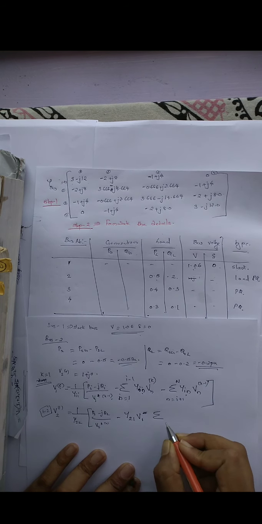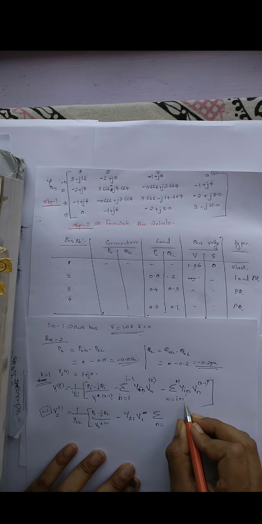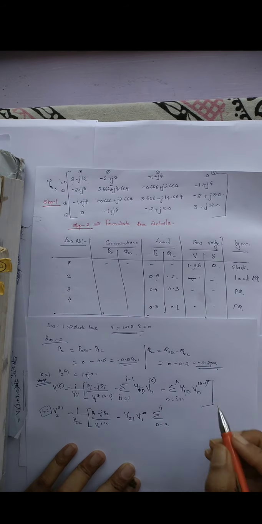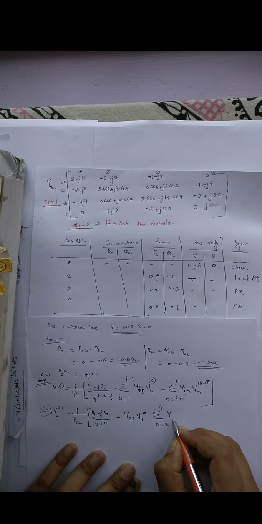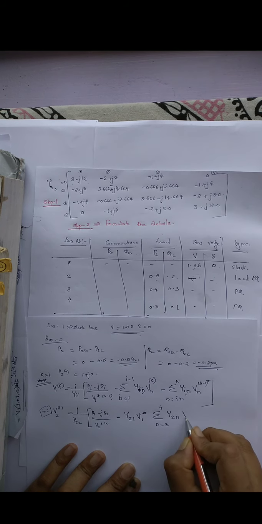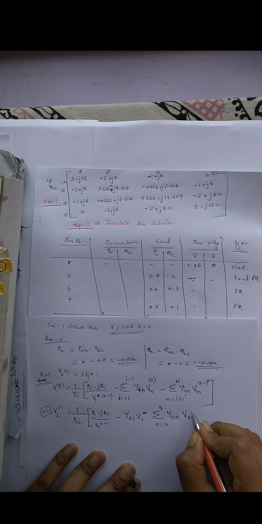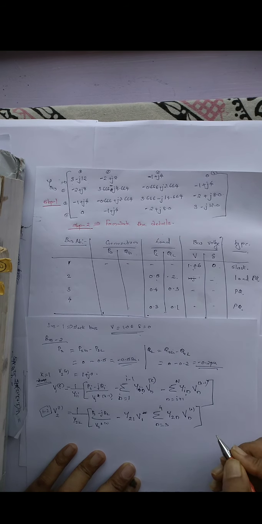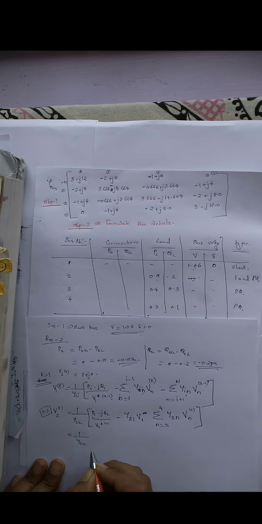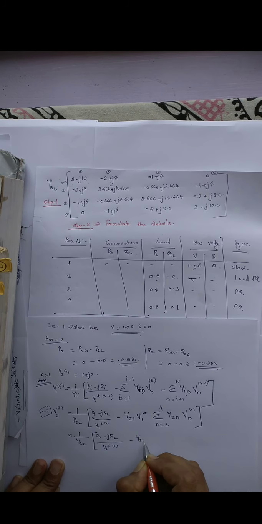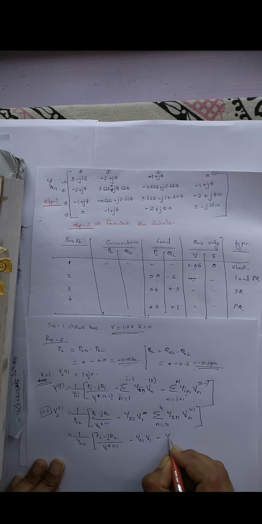Minus sigma n is equal to i plus 1, that is 2 plus 1, 3, to the total number of buses, which is 4. So 3 to 4, Y2n Vn. This will be of the 0th iteration value, I have to take it. Then that is equal to 1 by Y22 into P2 minus jQ2 by V2 conjugate of 0, minus Y21 V1, minus Y23.